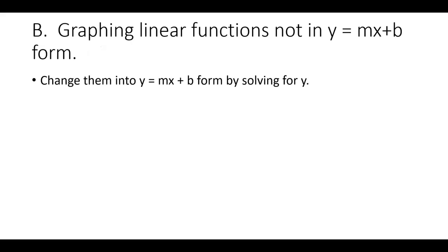Now let's take a look at another odd circumstance. Whenever they're not in y equals mx plus b form, what we need to do is put them in y equals mx plus b form. And we do that by solving for y. So if you have a linear function that's not in y equals mx plus b form, we're going to change it to that form by getting the y by itself. All right? So let's take a look at an example there.